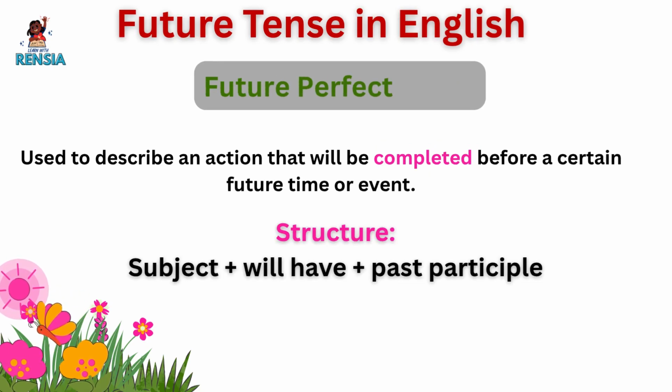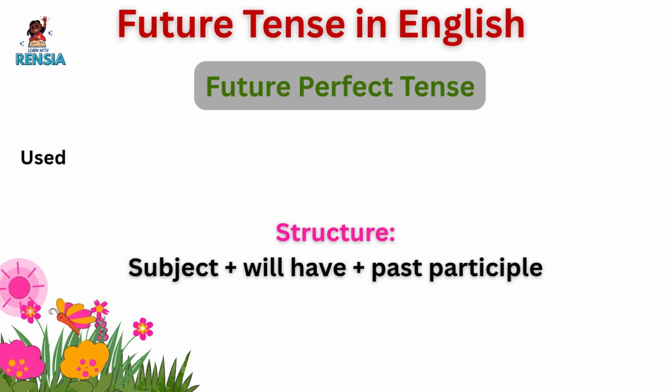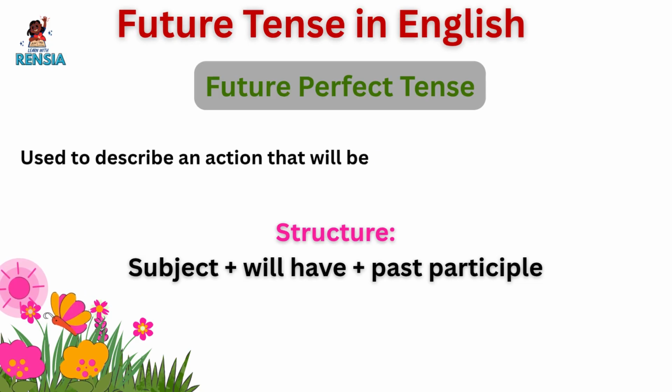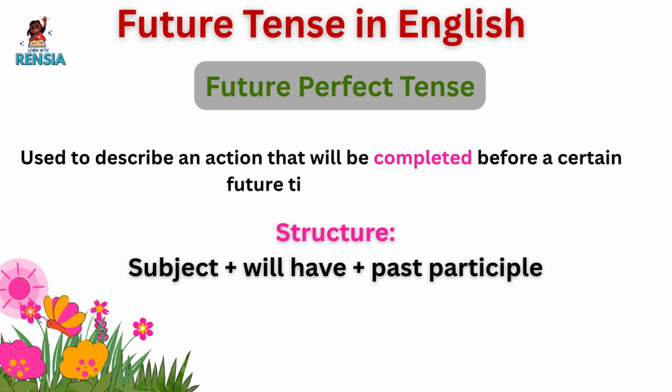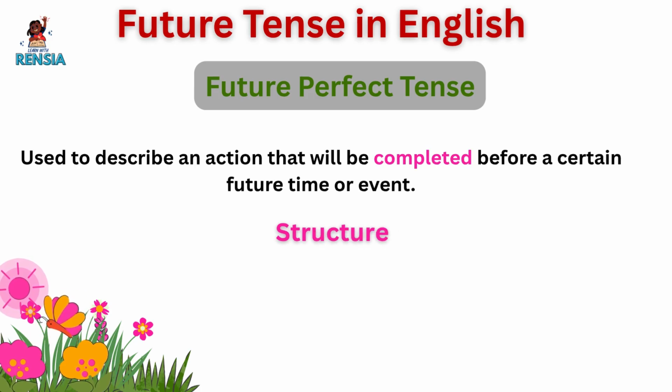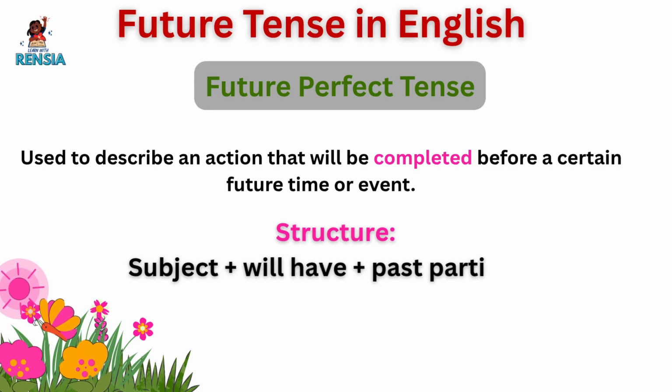3. Future perfect tense. Used to describe an action that will be completed before a certain future time or event. Structure: subject plus will have plus past participle.